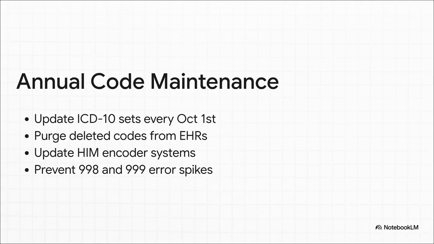Defending your claims also requires rigorous annual maintenance. As we know, every October 1st, CMS updates the ICD-10 code sets. You must immediately purge any deleted or invalid codes from your EHR templates and your HIM encoder systems. If you don't do this, I guarantee you're going to see a massive spike in 99.8 and 99.9 errors on October 2nd.